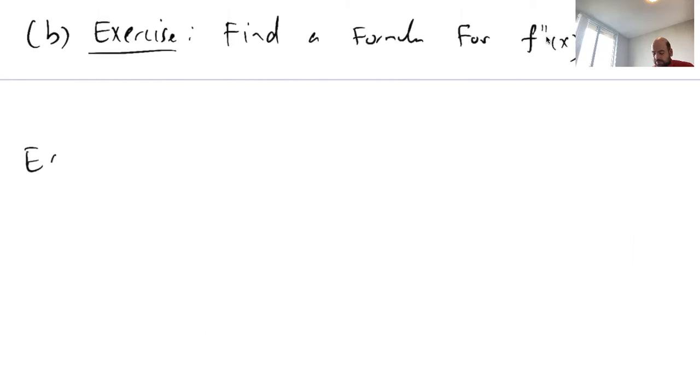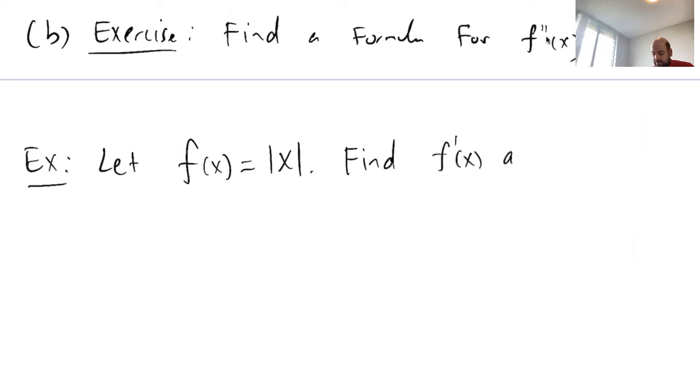Now another example, let's say f of x equals absolute value of x. Find f prime of x and its domain. Okay, so remember I promised you to do an example that includes the domain of f prime or domain of f double prime, so that we can see how we can find the domain of these functions.